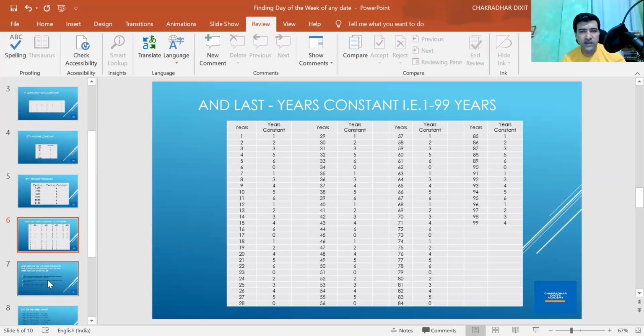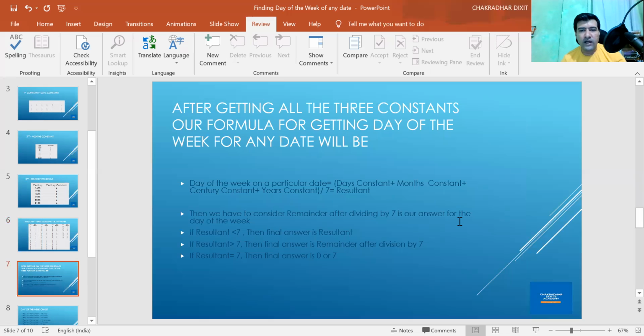Okay. Now we have found out all the constants. Now how to calculate the particular day. After getting all the constants, we have to add everything: days constant, that is the remainder, plus months constant, plus century constant, plus years constant. All 4 constants we have to add, and then again we have to divide by 7. And then the resultant indicates which day it is falling on.